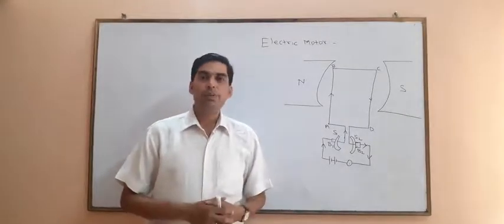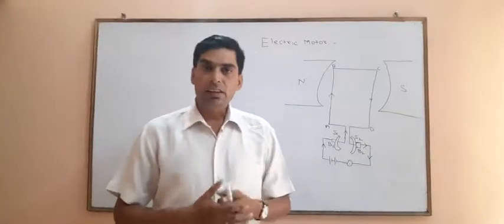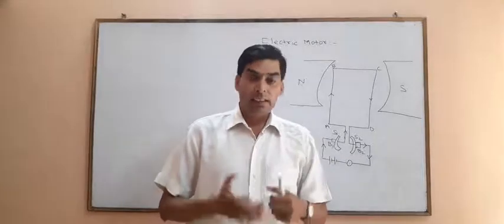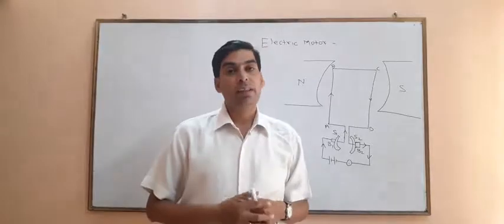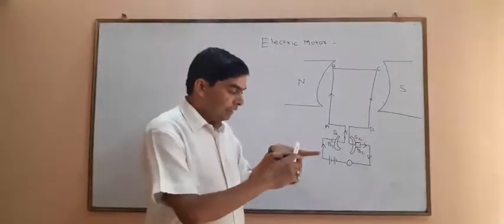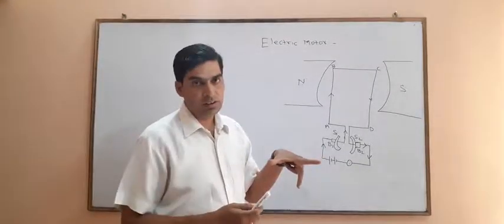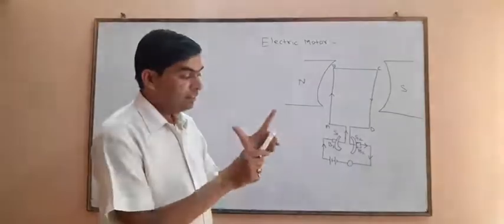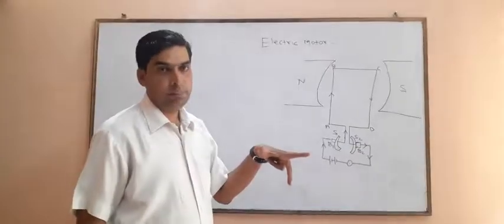In our previous class, we discussed the magnetic effect of current, and there we concluded that a current-carrying conductor, when placed in a magnetic field, experiences a force. The magnitude, direction, and resultant of that force is given by Fleming's left hand rule. According to it, if we stretch the fingers of the left hand mutually perpendicular to each other, the first finger will show the magnetic field, the central finger will show the current, and the resultant force will be shown by the thumb.